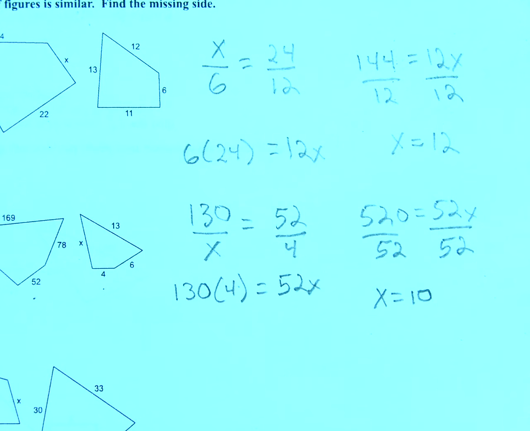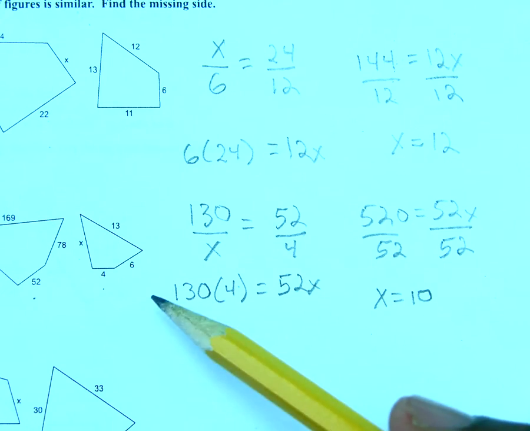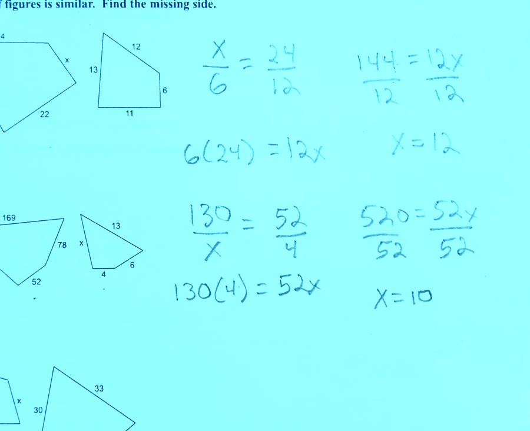All right, so that's similar polygons when you have a missing side and using the fact that they have the same scale factor in order to find the missing pieces. Okay, now that is used in the real world. I'm going to show you some examples.